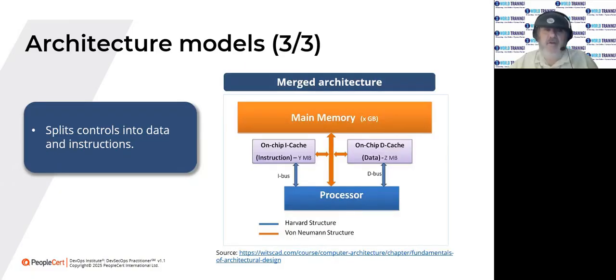So the third type of architecture we're talking about here is a mixture of Harvard and von Neumann. Many modern CPUs, ARMs, x86s with caches and so on use a hybrid approach where instructions and data may have separate caches, but they access a unified memory. There are a lot of implications for DevSecOps here.